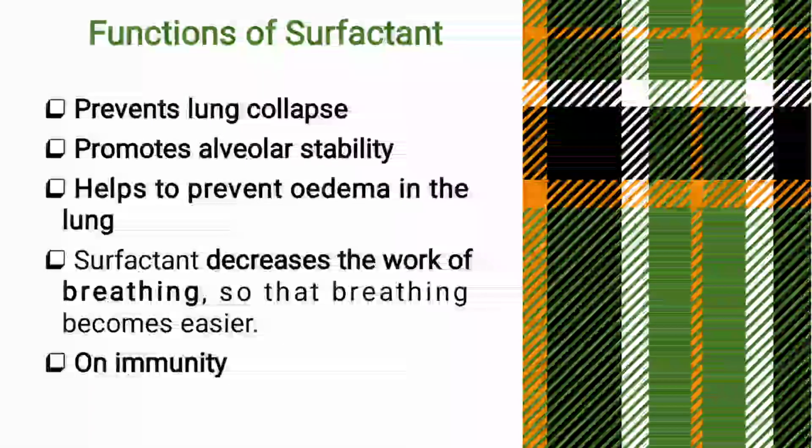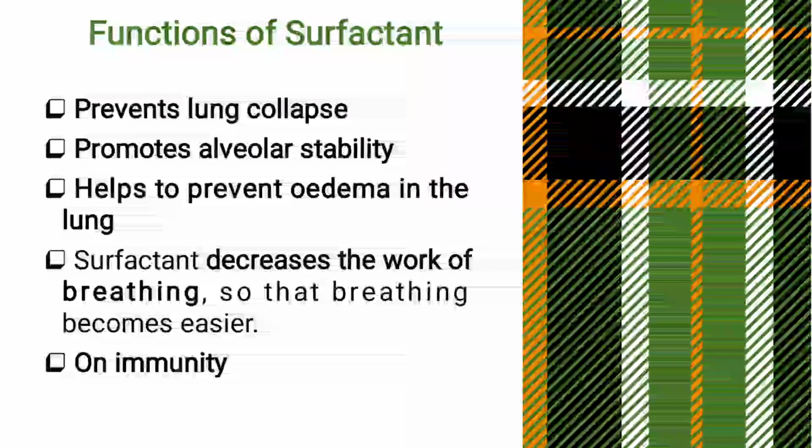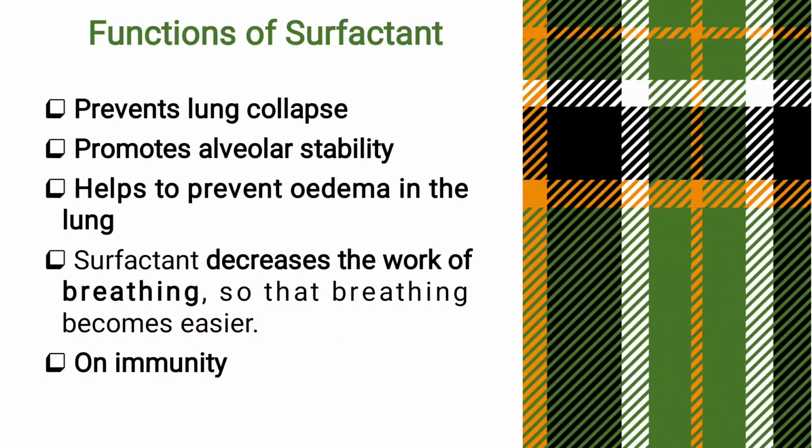Now, the functions of surfactant: it prevents the lung collapse, it promotes the alveolar stability, it helps to prevent edema in the lung. Surfactant decreases the work of breathing so that breathing becomes easier. It has roles in immunity. As we have seen, SP-A, we also have the immunoglobulin A in the surfactant protein. Okay, but in this video we will focus more on the first point, that is how the surfactant prevents the collapse of lung.